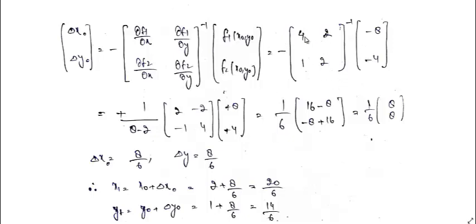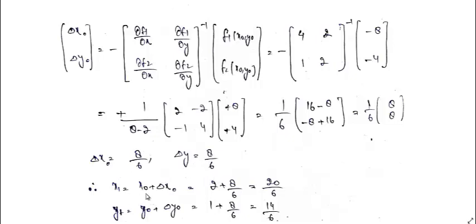This is 4, 4 to the 8, minus 2, minus 2. So I have multiplied this minus to this minus. So it will be plus 8 plus 4. It will be 1 by 6. So this is 2 into the 16 plus 16. Sorry, minus 2 into the 16 minus 8 is 8. This is minus 8 plus 16, this is again 8. So delta x naught is 8 by 6, and delta y naught is 8 by 6.